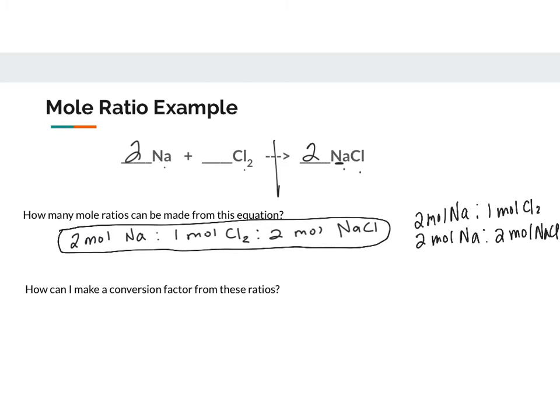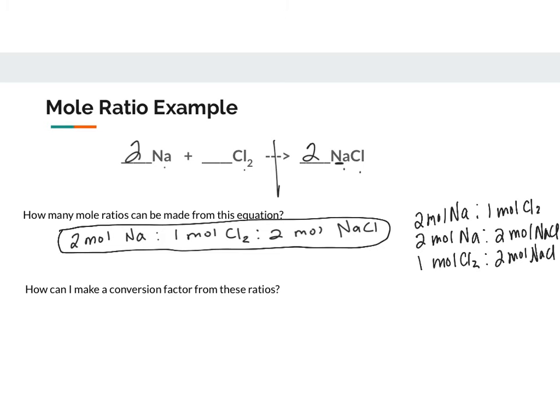All right, so I compared my Na to my Cl2, I compared my Na to my NaCl. The last thing that I can do is compare my Cl2 to my NaCl, and I know that 1 mole of Cl2 is going to be compared to 2 moles of NaCl.